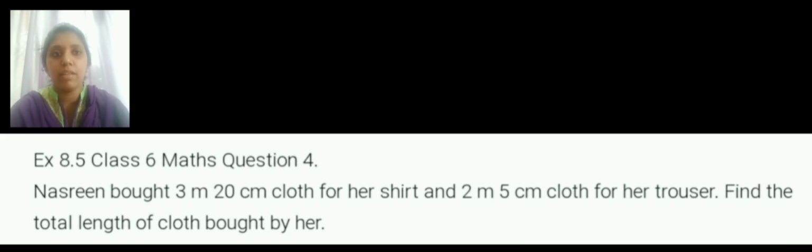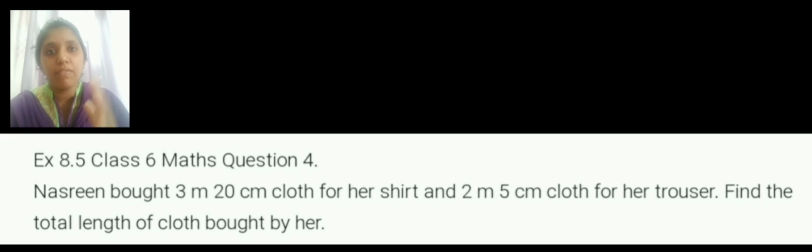Okay, so here two units we can see, meter and centimeter. When will we use meter and centimeter? We use meter and centimeter to measure the length, yes or no? For measuring length we use meter and centimeter. So here we have to measure the cloth. So we have to find the length. So what is the unit used? Meter and centimeter.